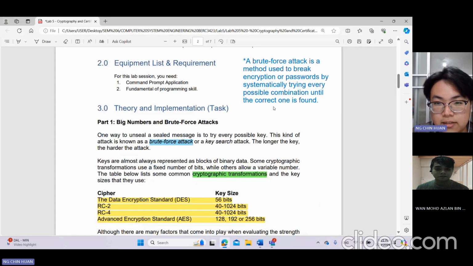So a brute force attack is a method used to break encryption or passwords by systematically trying every possible combination until the correct one is found. There are 4 common types of cryptographic transformations, which are DES, RC2, RC4, and also AES.